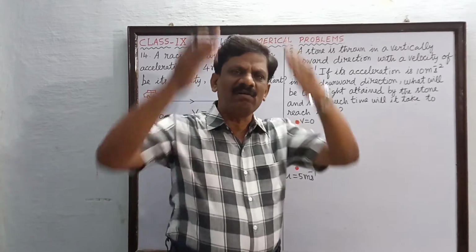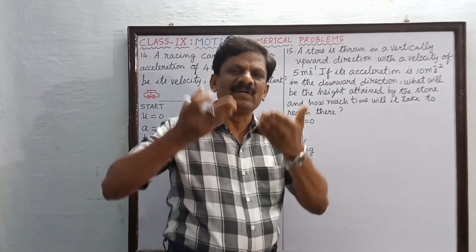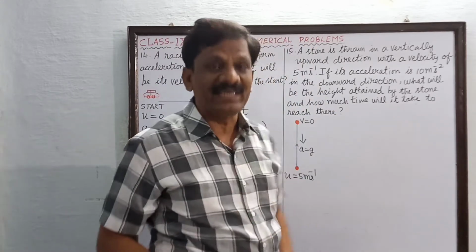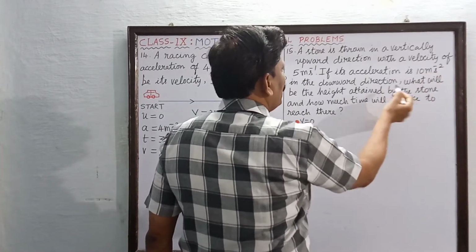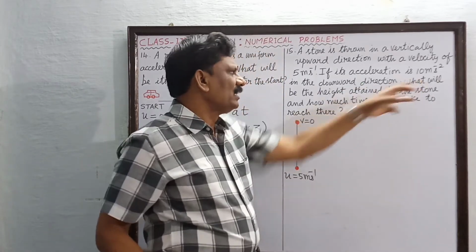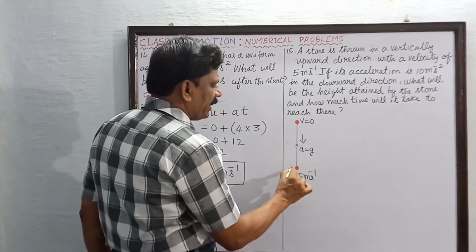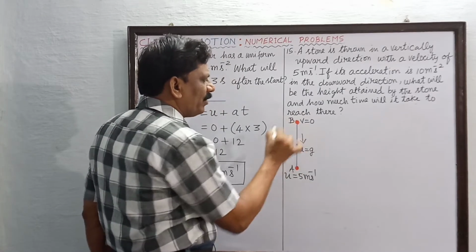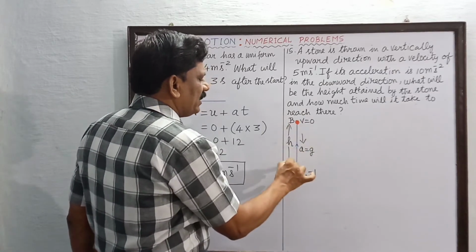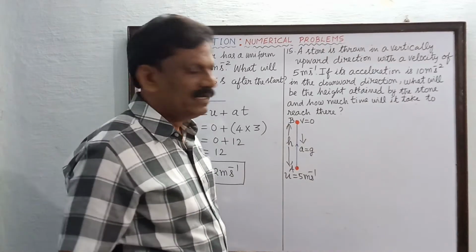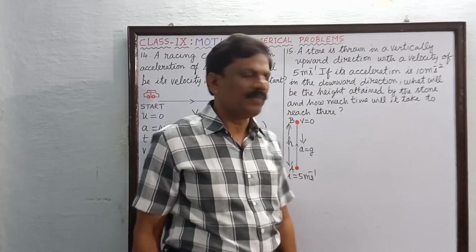Understand? So for all the freely falling objects, acceleration is positive, and for all the objects moving in the upward direction, the acceleration due to gravity is negative. Anyhow, its magnitude is 10 meter per second square in the downward direction. What will be the height attained by the stone? So when you throw from this point A, it reaches another point B at a certain height H. So what is the height it will attain? The height attained by the stone is equal to the distance travelled by the stone.